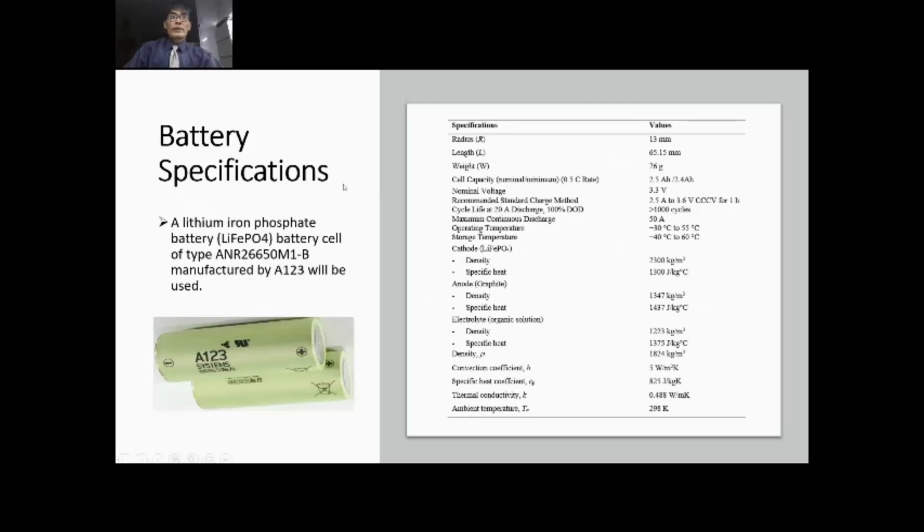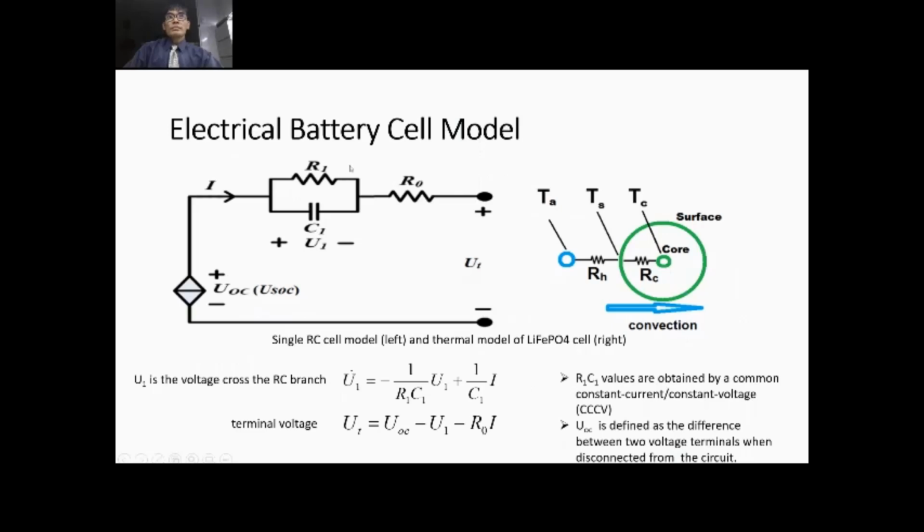So the battery specification is a very common one, the A123 Systems ANR 26650 M1B. And the following specifications, you can see in the chart on the right hand side, are commonly available in the literature or even in internet resources. For the electrical battery cell model, you can see there is the 1RC model. The single RC model you can see on the left hand side, and the right hand side is the thermal model of the lithium-ion phosphate cell.